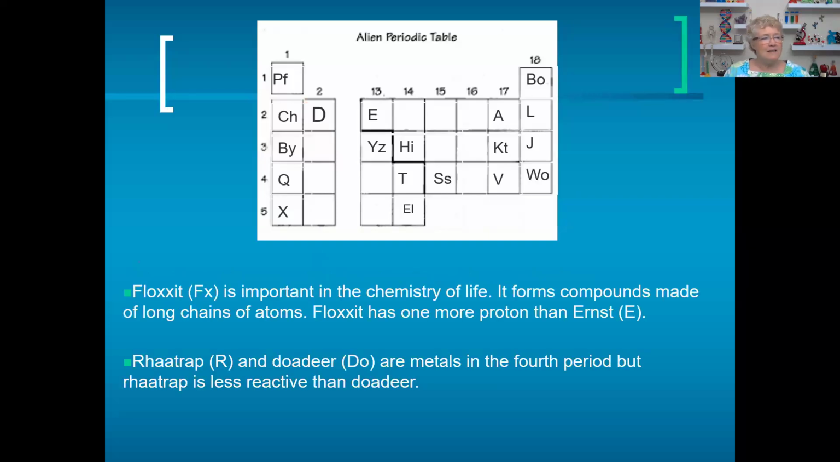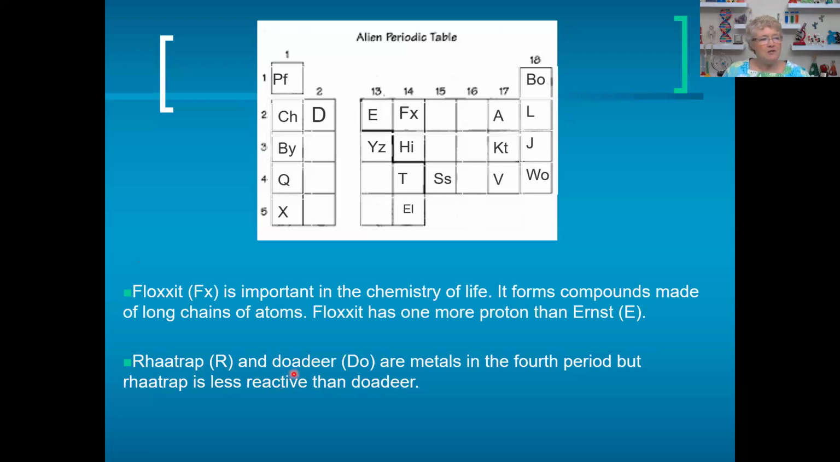All right, now Floxit is important in the chemistry of life. It forms compounds made of long chains of atoms. Floxit has 1 more proton than Ernst. Where's Floxit going to go? 14-2, right here. Yep. All right.